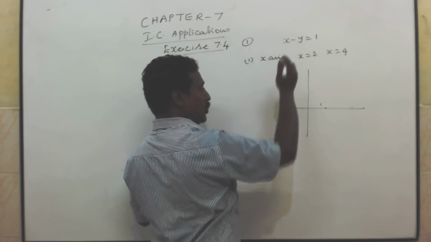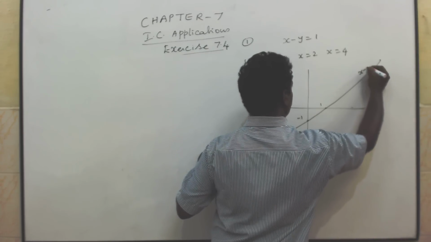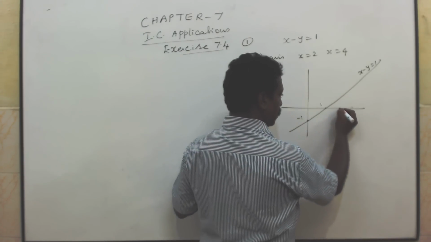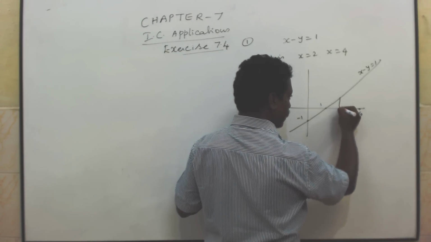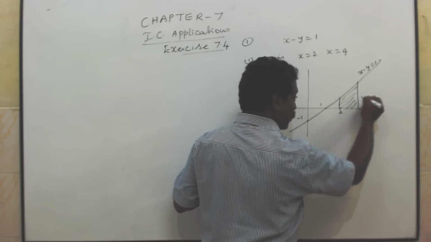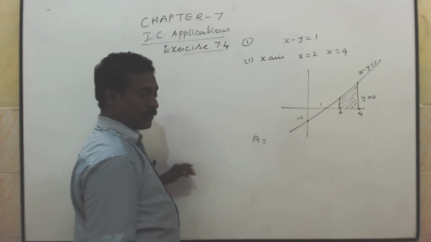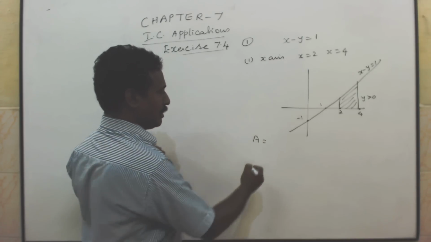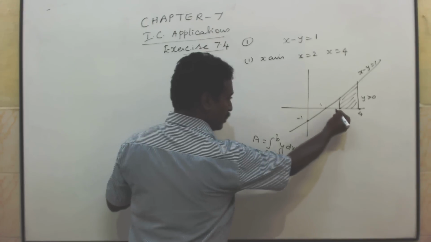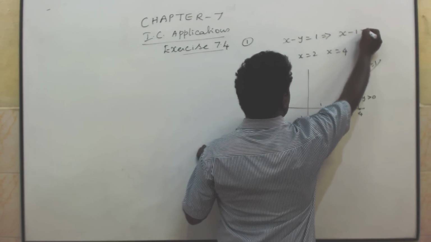When we put x is equal to 0, what is y? Y is minus 1. This is the line x minus y equal to 1. What is the limit given? 2, 4. Join பண்ணுங்க. ஏரியா எங்க இருக்கு பாருங்க. Here y is greater than 0, above the x axis. Therefore, area, x க்கு மேல இருக்கு, above the x axis, integral a to b y dx. What is the limit? 2 to 4. From this find out y. X minus 1 equal to y.